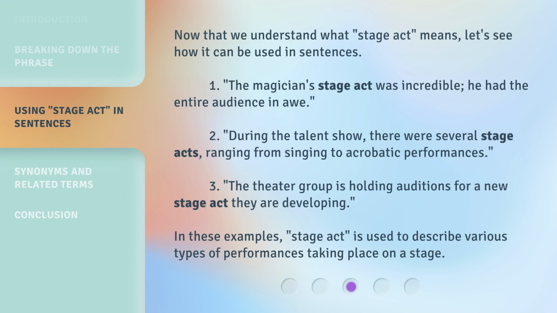Now that we understand what stage act means, let's see how it can be used in sentences. 1. The magician's stage act was incredible. He had the entire audience in awe. 2. During the talent show, there were several stage acts, ranging from singing to acrobatic performances. 3. The theater group is holding auditions for a new stage act they are developing. In these examples, stage act is used to describe various types of performances taking place on a stage.